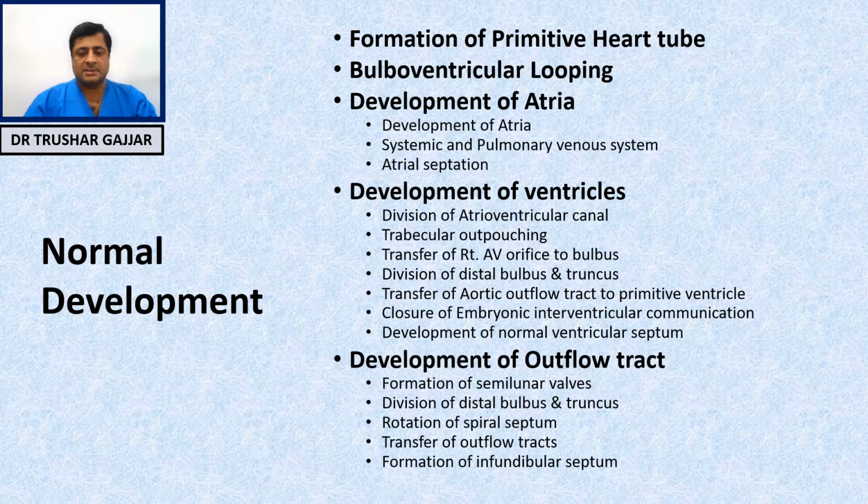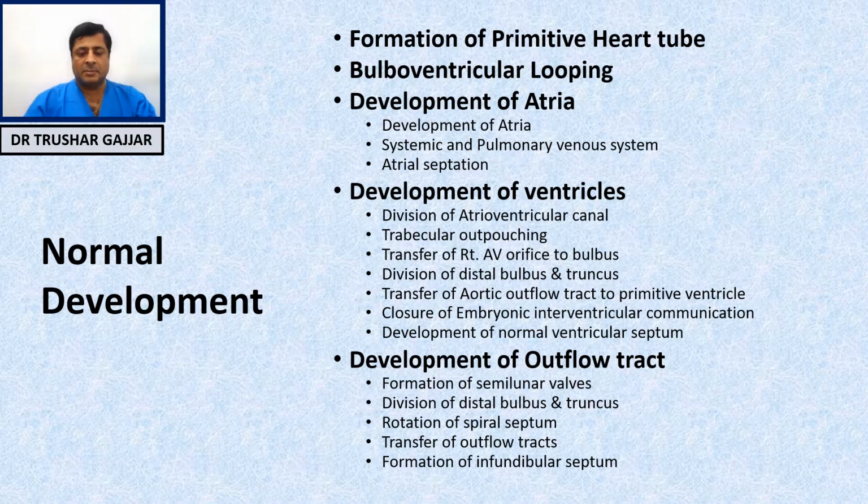Development of the outflow tract starts with the formation of semilunar valves at the level of the bulbotruncal junction from endocardial cushions. There are 6 endocardial cushions which form the semilunar valve. There is a division of the distal bulbus and truncus by the lateral cushions into anterior and posterior outflow tracts.